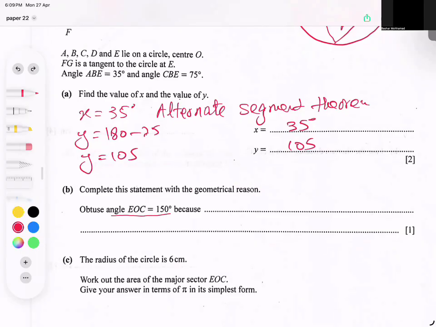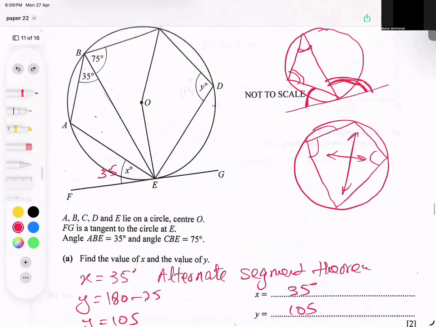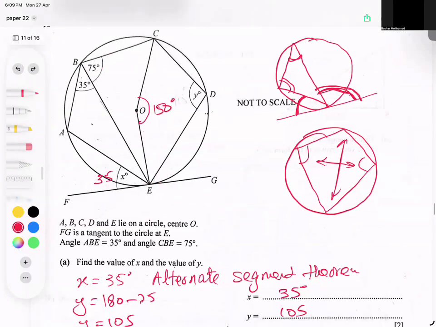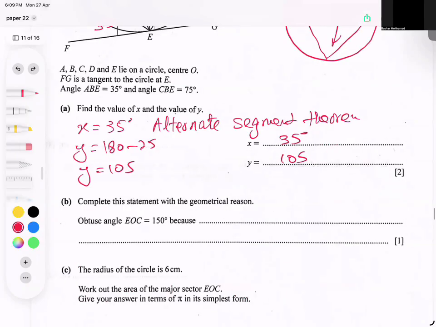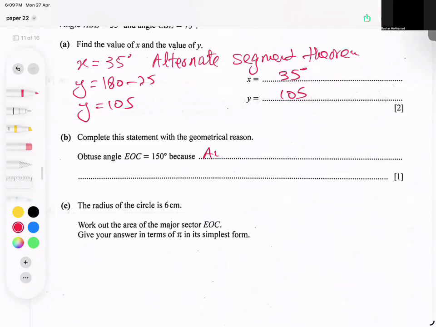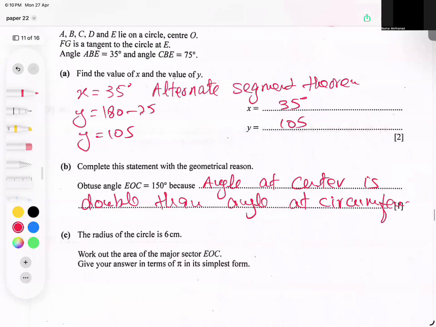Why is angle EOC 150? Where's this one? EOC, and this angle at the center is double of that. So 75 into 2, 150. So what is the reason we have to answer for it? So 150 is written by himself. Angle at center is double or twice the angle at circumference. I think it's clear. One part left only, and that is the D part.